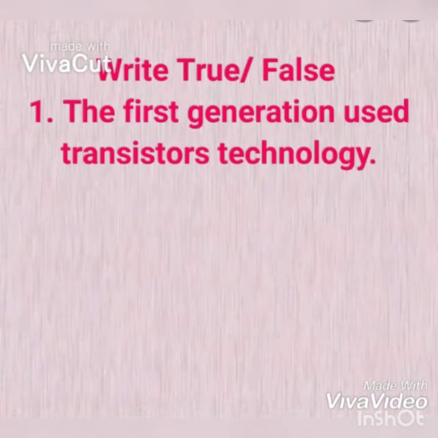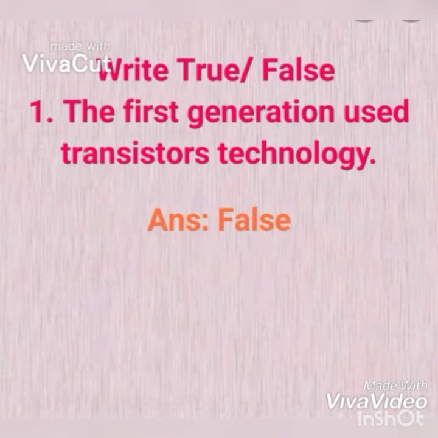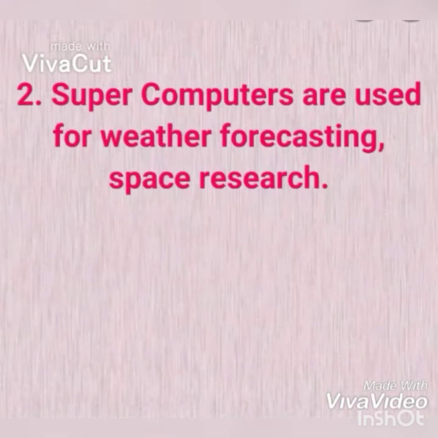Write true or false. The first generation used transistors technology. No, it's false. First generation used vacuum tubes. Second is supercomputers are used for weather forecasting, space research. It is true.